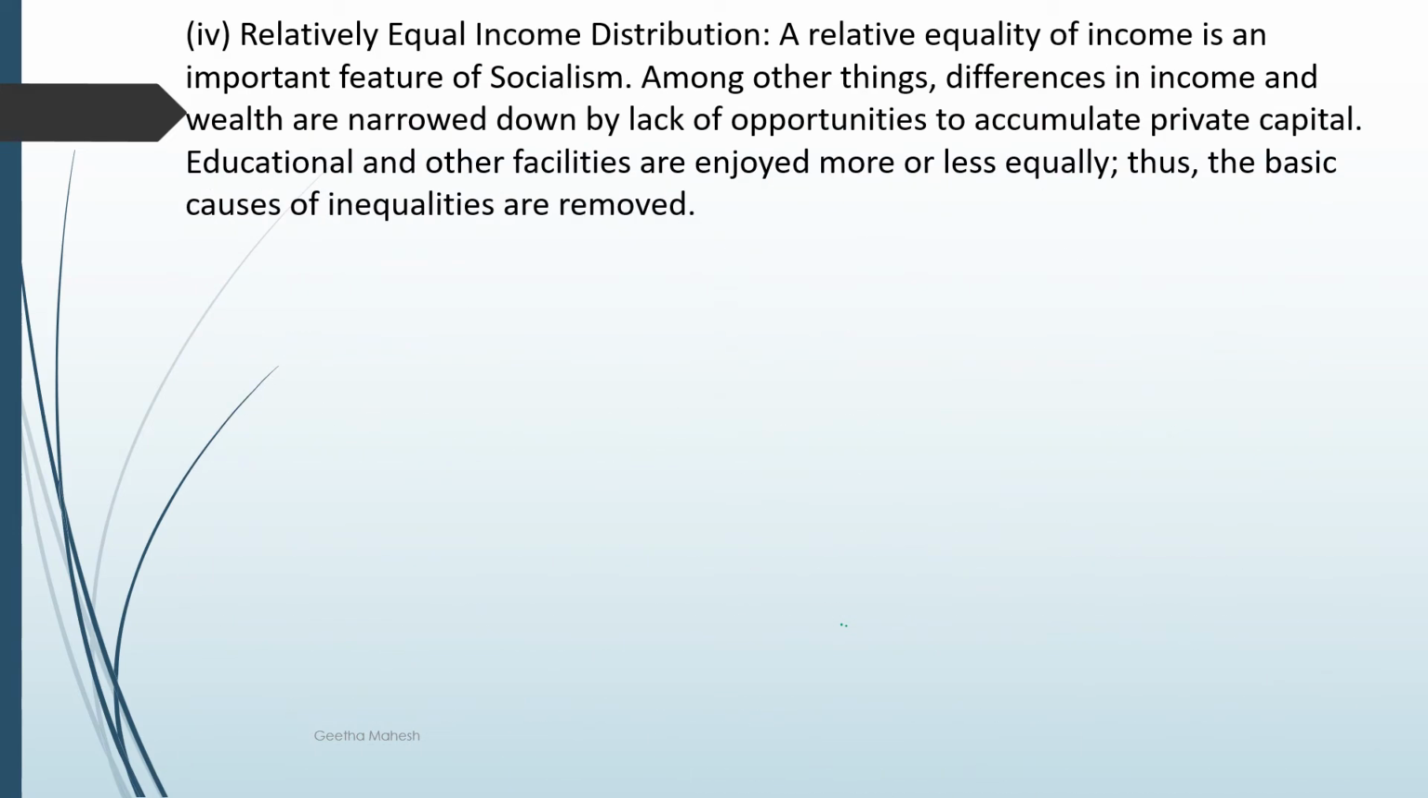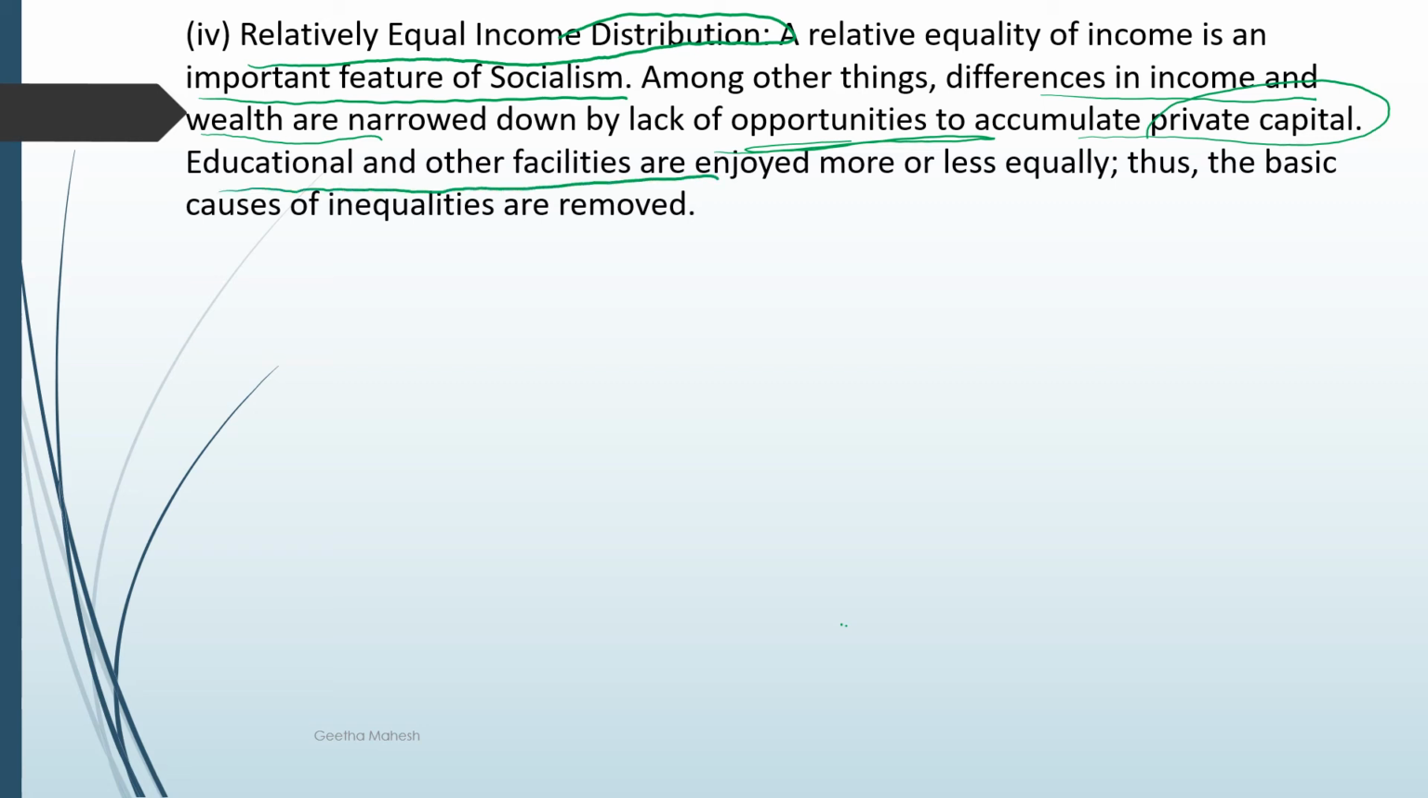occupations are determined by the central planning authority on the basis of certain socio-economic goals before the nation. In a socialistic economy, you can see relatively equal income distribution. So the gap between haves and have-nots you cannot see in a socialistic economy, and it is an important feature of socialism. Among other things, the differences in income and wealth are narrowed down by a lack of opportunity to accumulate private capital or private property.